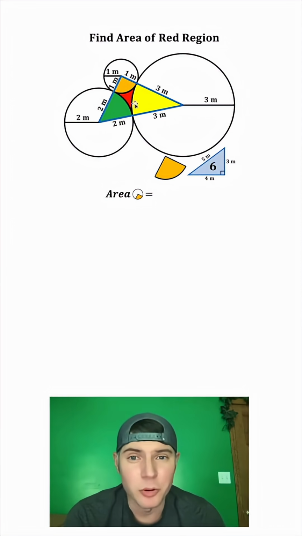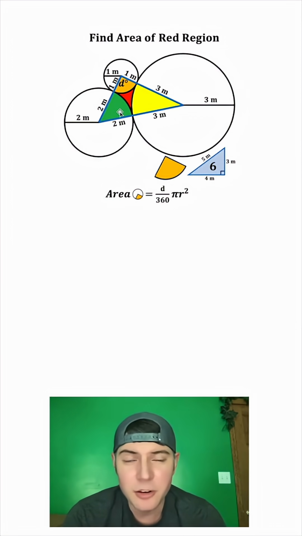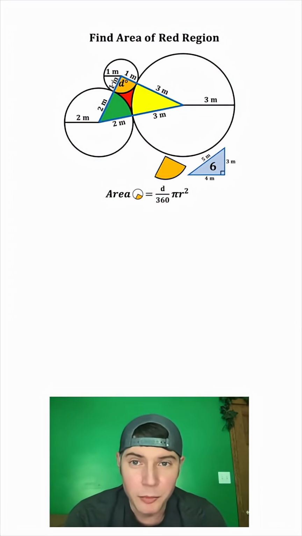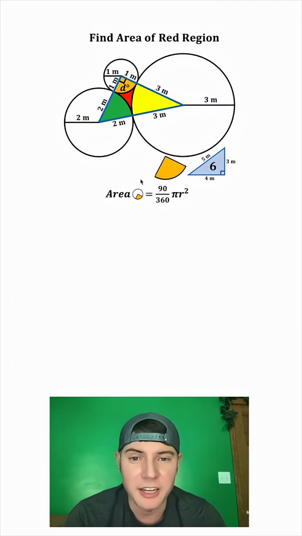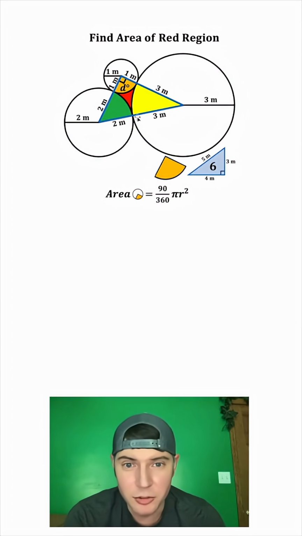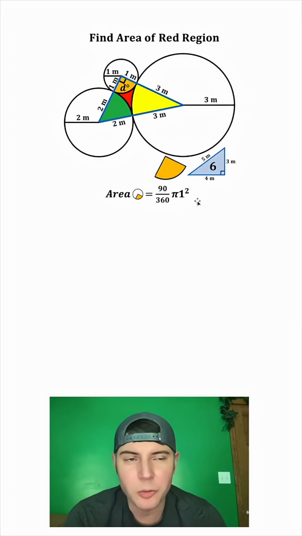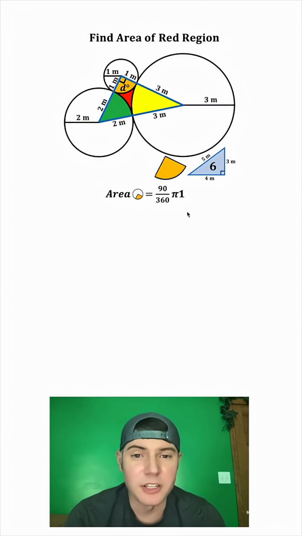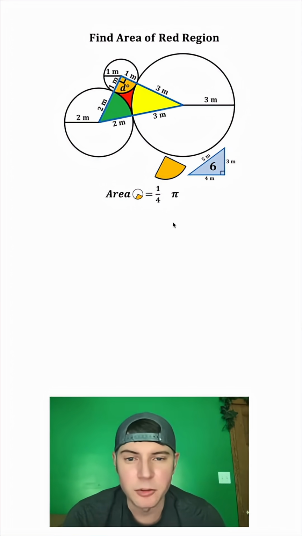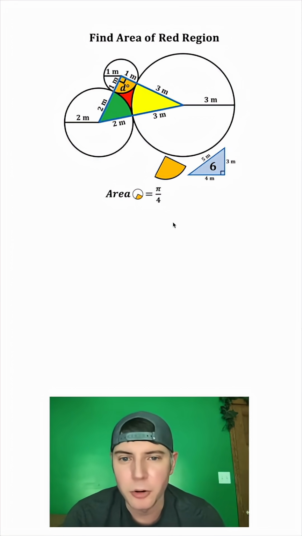Let's start by finding this orange piece. If this central angle is equal to d, the area of this sector is going to be equal to d over 360 times pi r squared. And we know this is a right angle, so that means we can plug in 90 for the d. And the radius of this circle is equal to 1, so we can plug in 1 for r. 1 squared is equal to 1, and multiplying by 1, we don't need this 1 anymore. 90 over 360 is equal to 1/4, so we end up with 1/4 pi, or pi over 4.